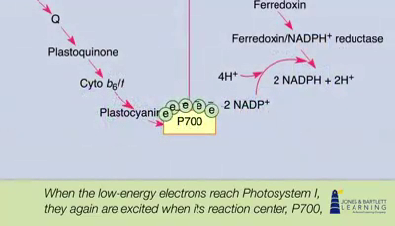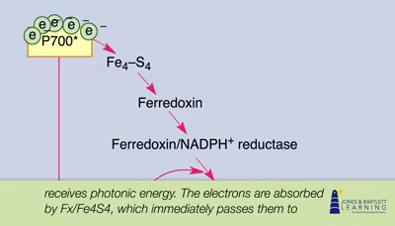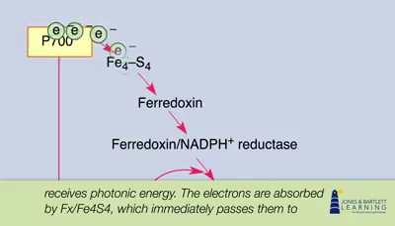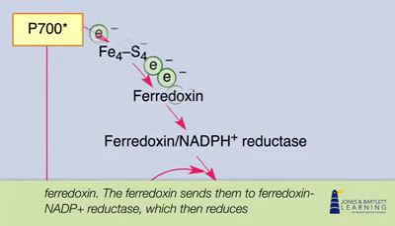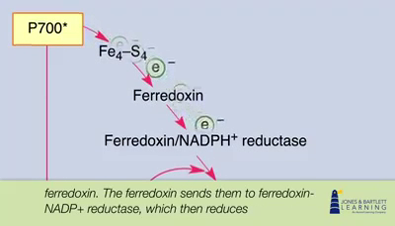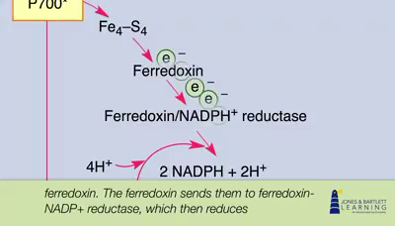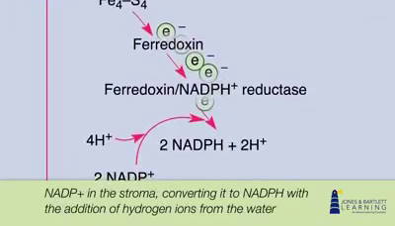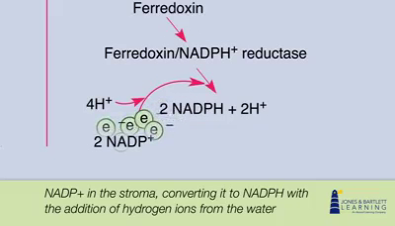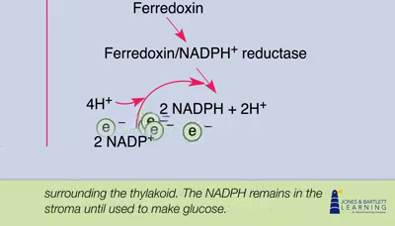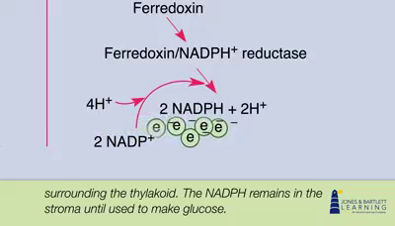When the low-energy electrons reach photosystem 1, they again are excited when its reaction center, P700, receives photonic energy. The electrons are absorbed by FX-Fe4S4, which immediately passes them to ferredoxin. The ferredoxin sends them to ferredoxin NADP+ reductase, which then reduces NADP+ in the stroma, converting it to NADPH with the addition of hydrogen ions from the water surrounding the thylakoid. The NADPH remains in the stroma until used to make glucose.